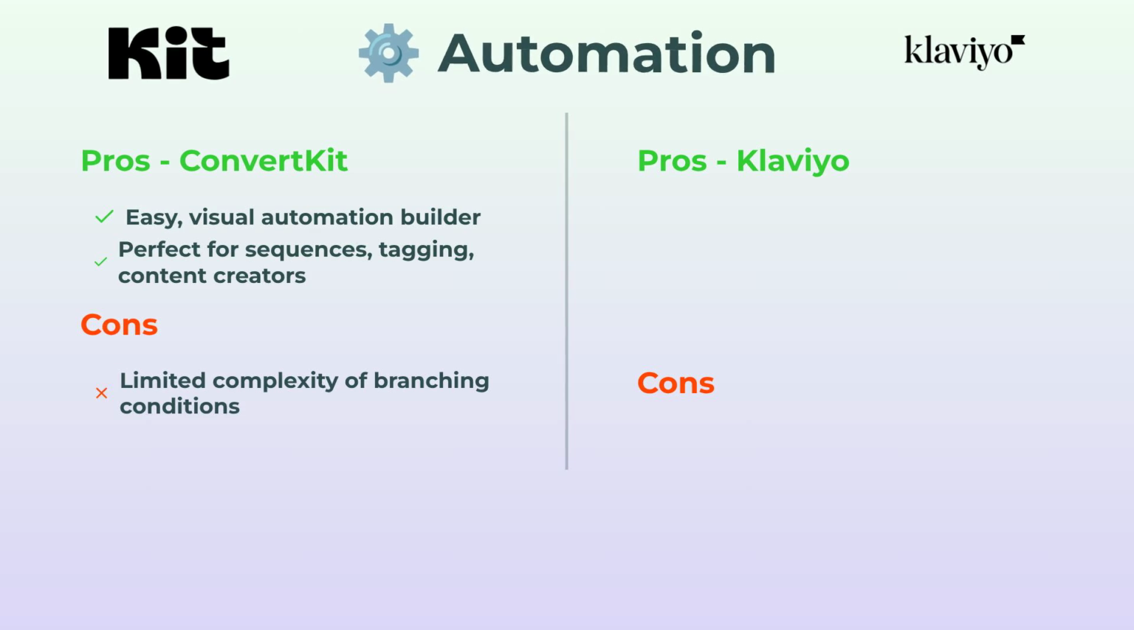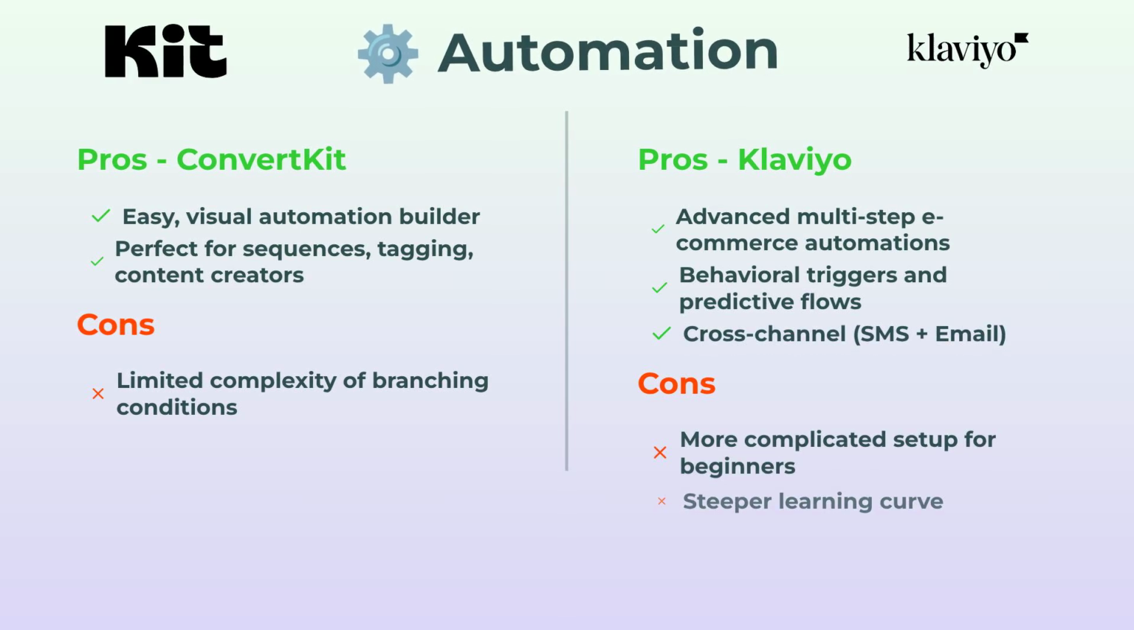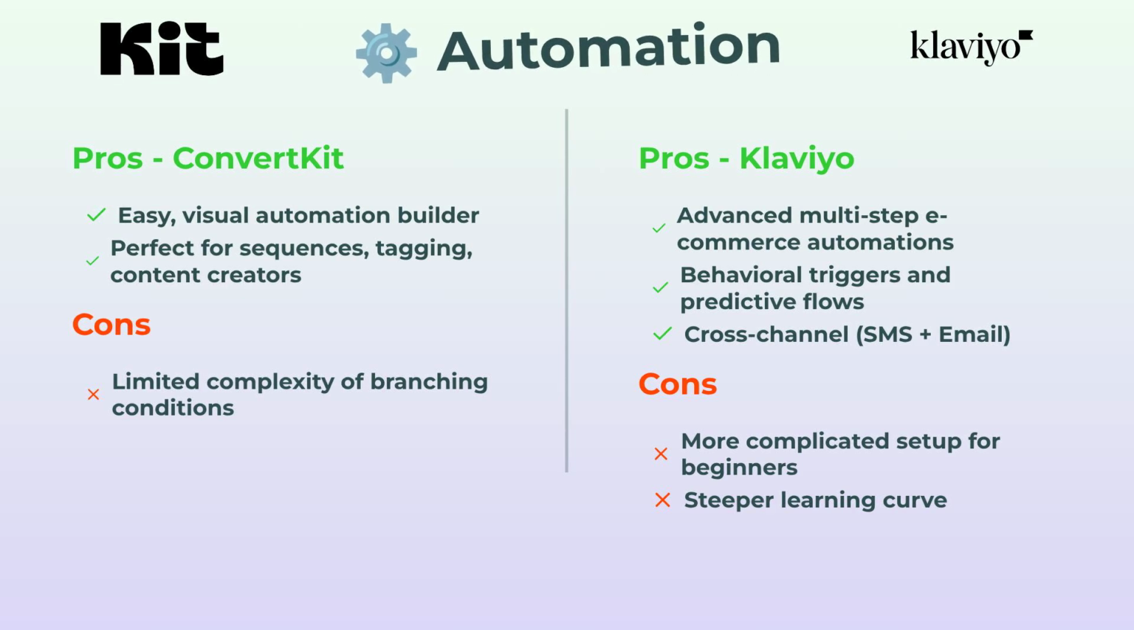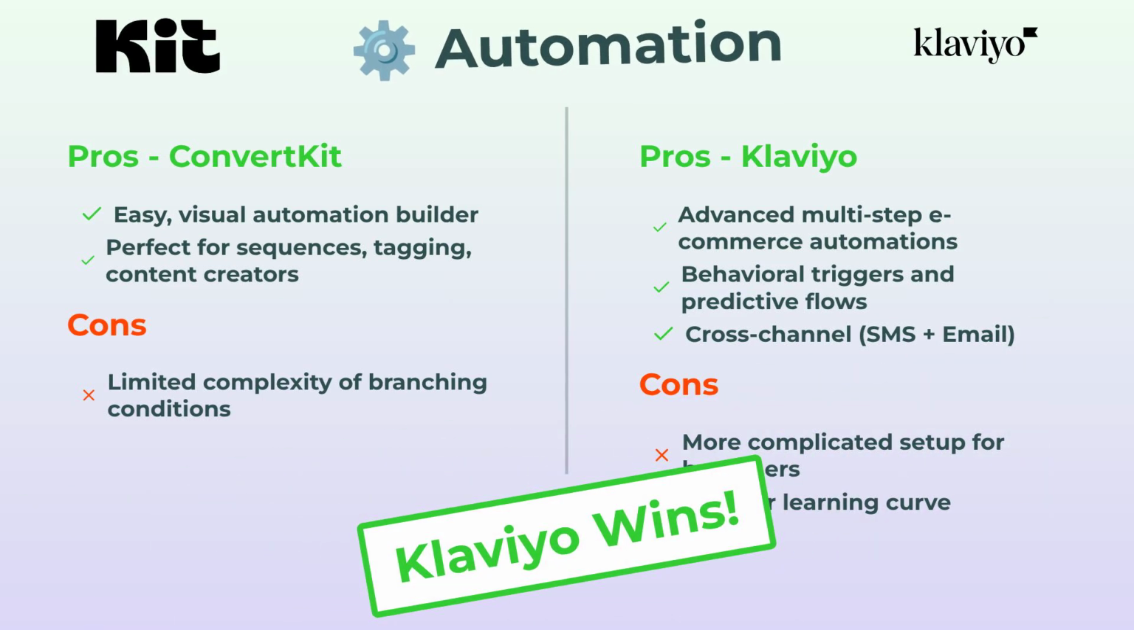Klaviyo, on the other hand, is like the automation boss. Multi-step flows, behavioral triggers, predictive stuff, and you even get SMS mixed with your email. Downside, it's not exactly plug and play. You'll probably spend extra time setting things up, especially if you're a beginner. So when it comes to pure automation muscle, Klaviyo wins.